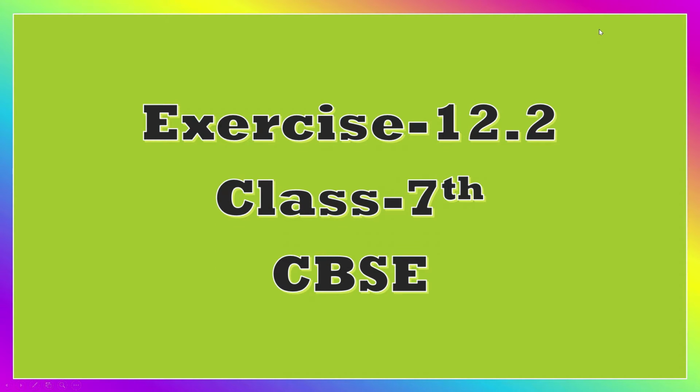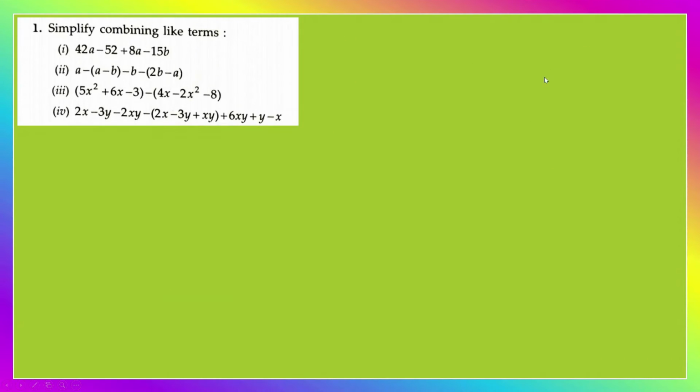So in today's video, we are going to solve the questions of exercise 12.2 of class 7th CBSE. Okay my friends, so let's do the first question. First question says, simplify combining like terms. So we have to simplify these expressions by combining the like terms. So in this video, I am going to solve for the fourth part here.